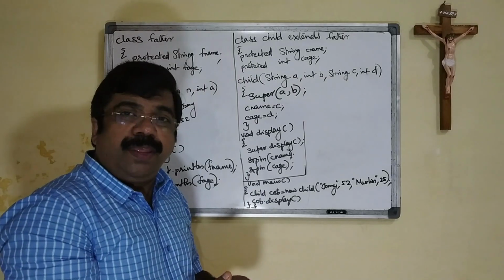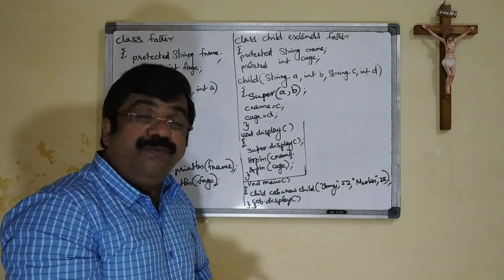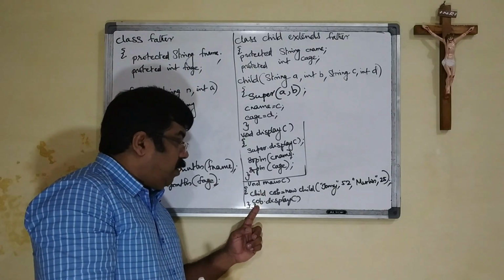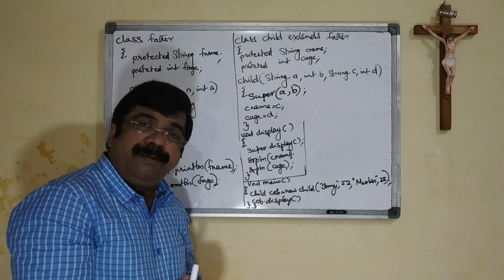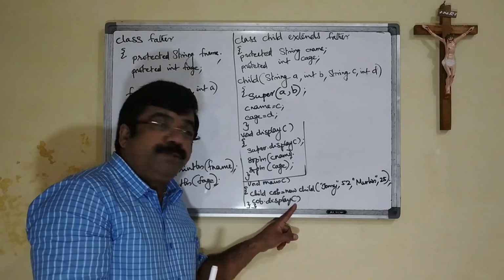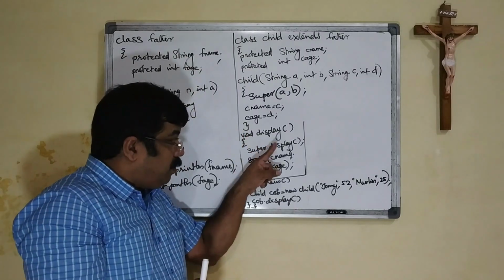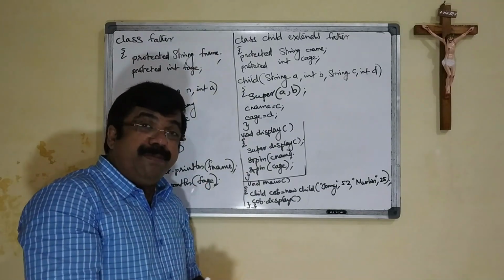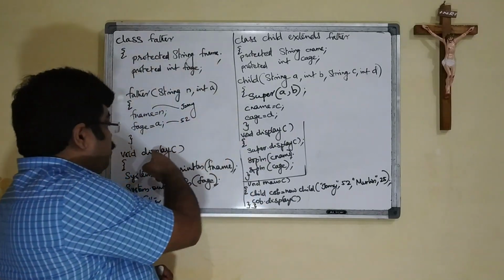Reached. Now let us see. We are going to display it. We are calling the C dot display. In the C dot display, we reached super dot display. Super dot display means base class display.